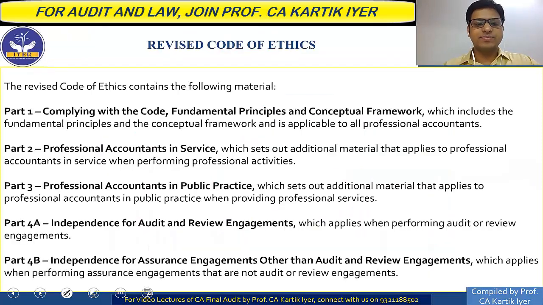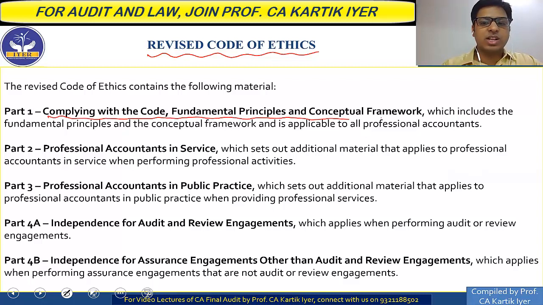Okay, so now let's see again. This is a revised code of ethics that they have provided here, and they have said that the revised code of ethics contains the following material. Let's understand first. Part 1 is complying with the code, fundamental principles, and the conceptual framework. Part 2 is concerned with professional accountants in service, so the CAs who are working in service, basically who are employed. Third is professional accountants in public practice. Now, public practice includes audit, assurance, and all the services that the CA provides, taxation matters, and guidance. So all these come under the public practice area.